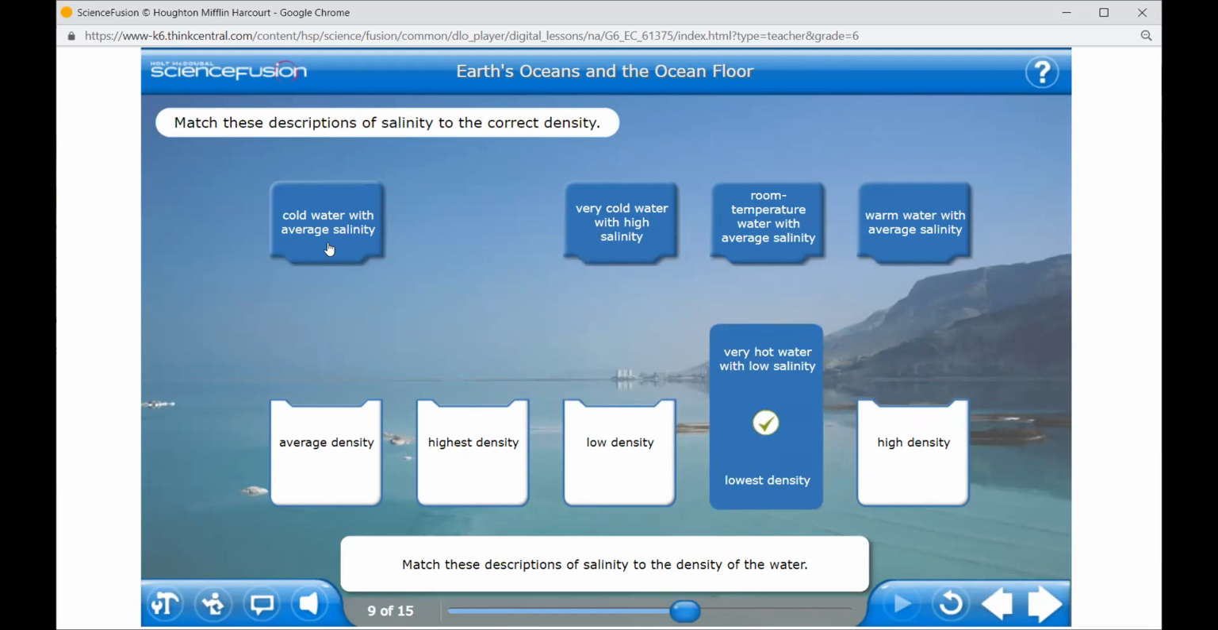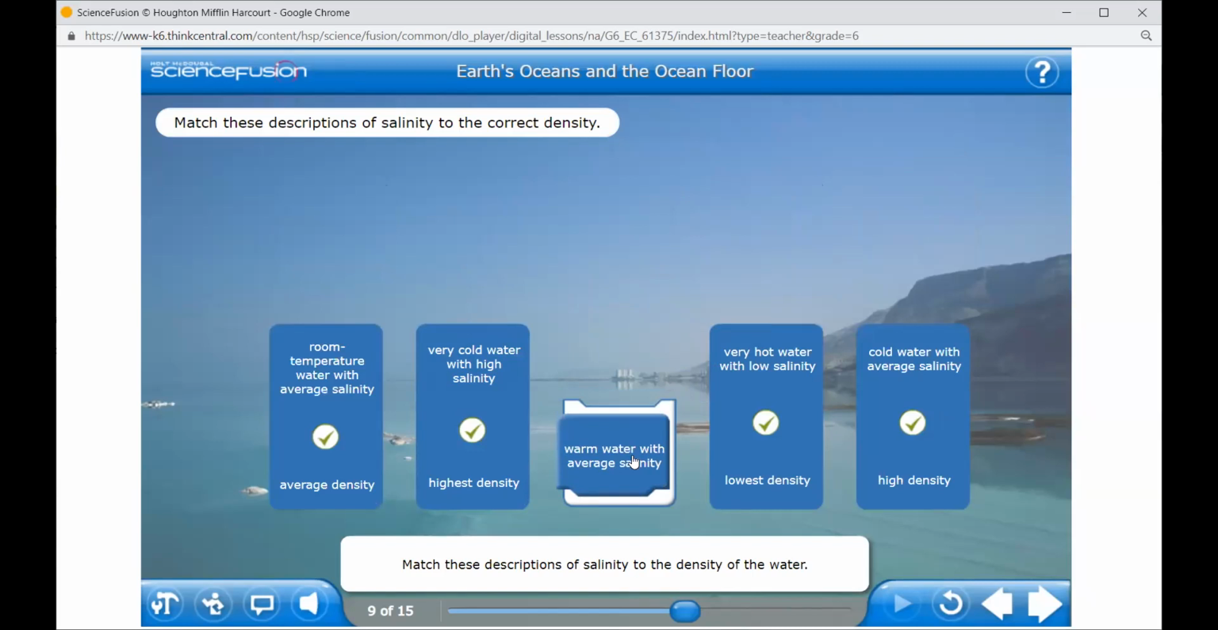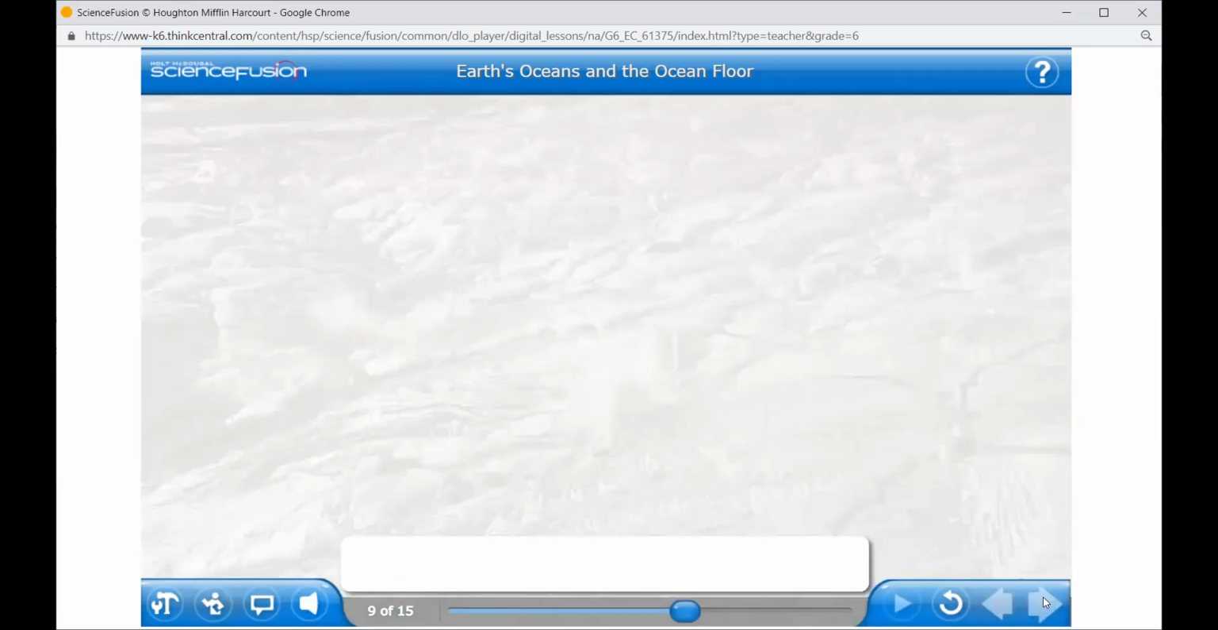Now, average will be average. Cold water, when it is cold water, that means the density is highest. But this one is highest, and here this one is high. Room temperature with average, this is average. Warm water with average salinity is low density. Great job!